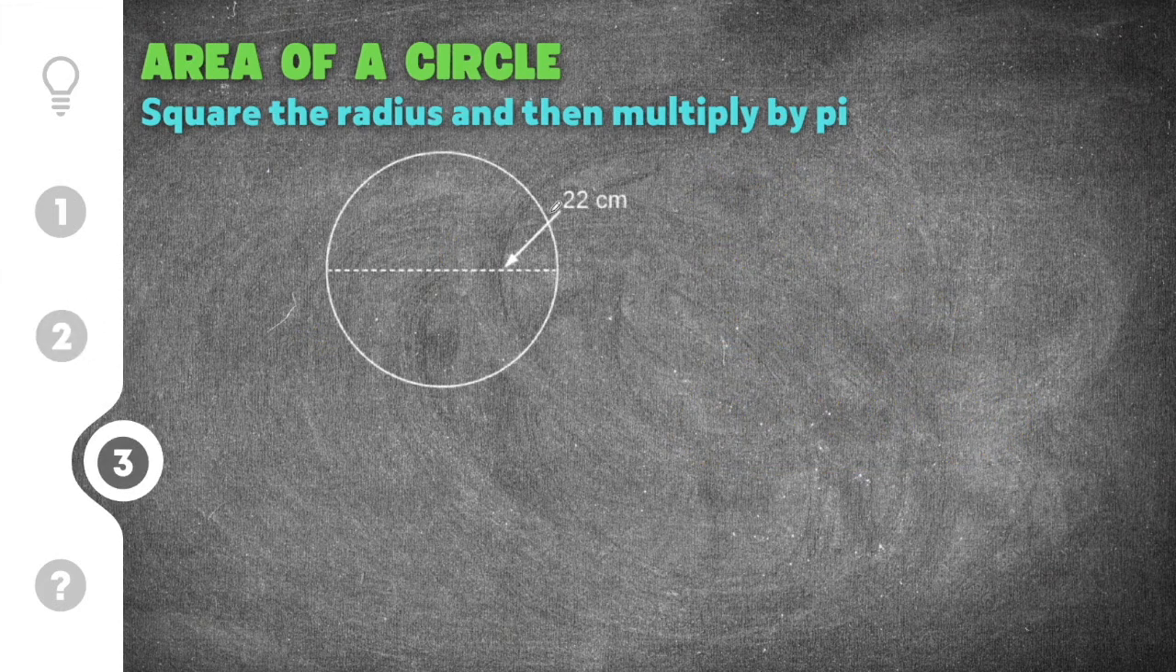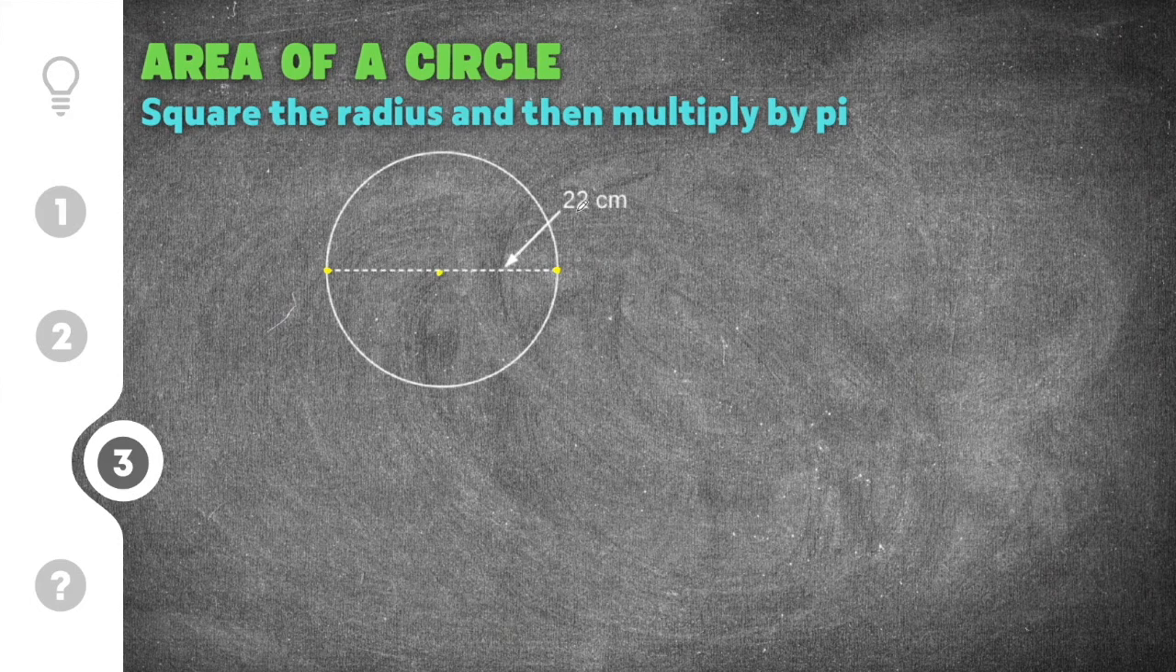Finally, the last practice problem gives us a circle, and this time the line runs the full length of the circle. Our line is labeled as 22 centimeters, but our line isn't the radius this time, this is the diameter. And I know it's the diameter because it runs from one edge all the way to the other. So it's not just half of the circle, it's the full length.